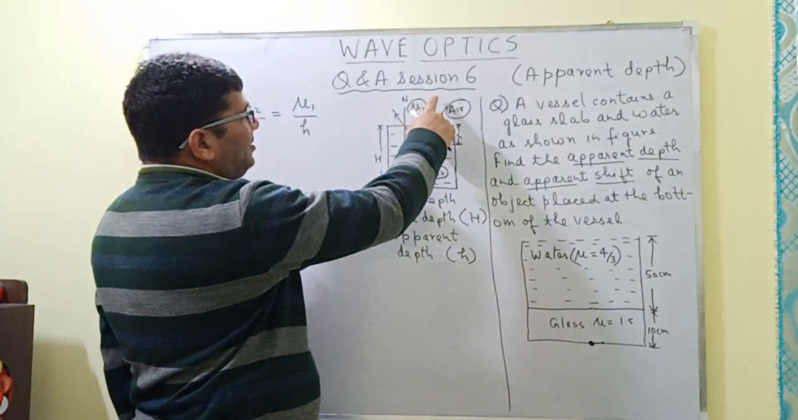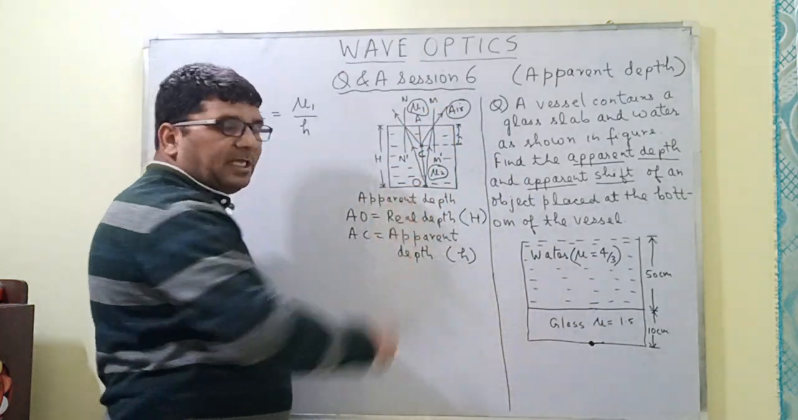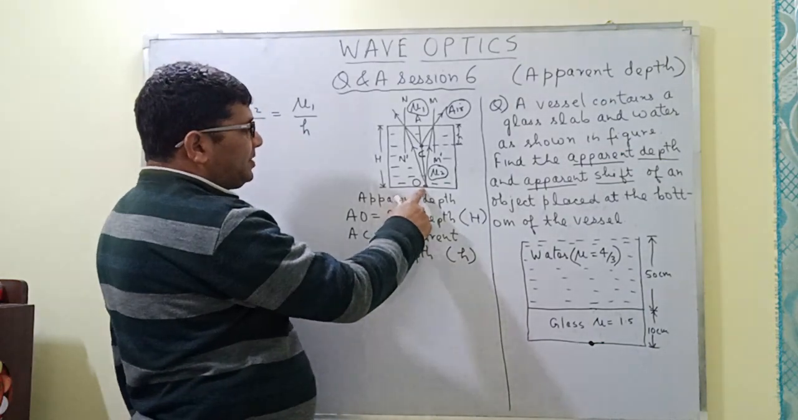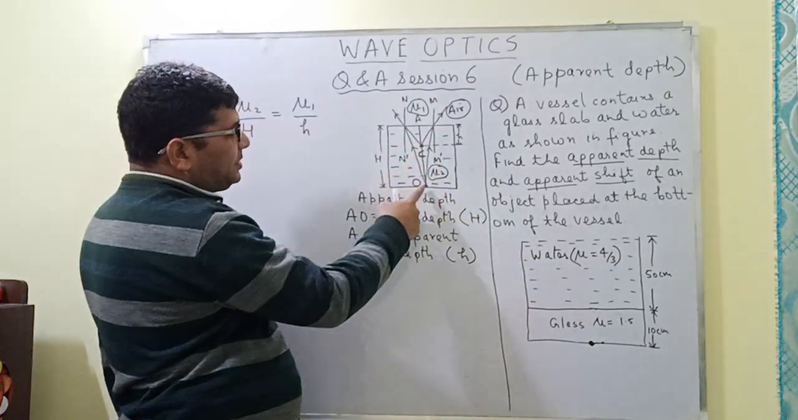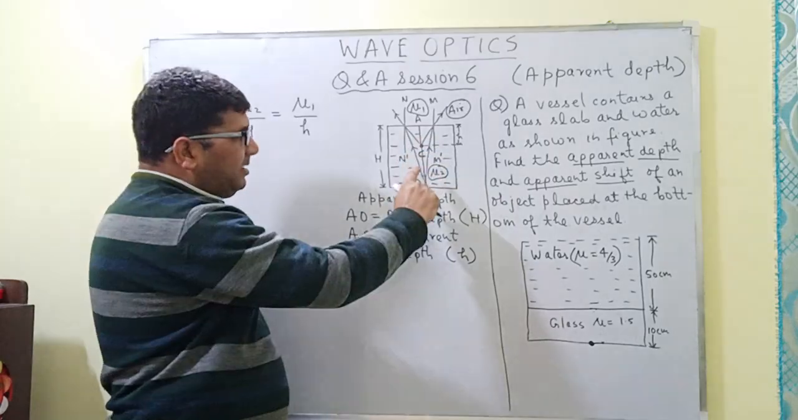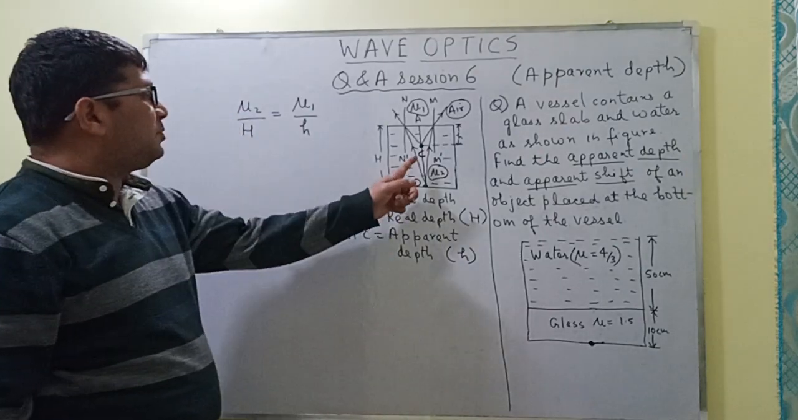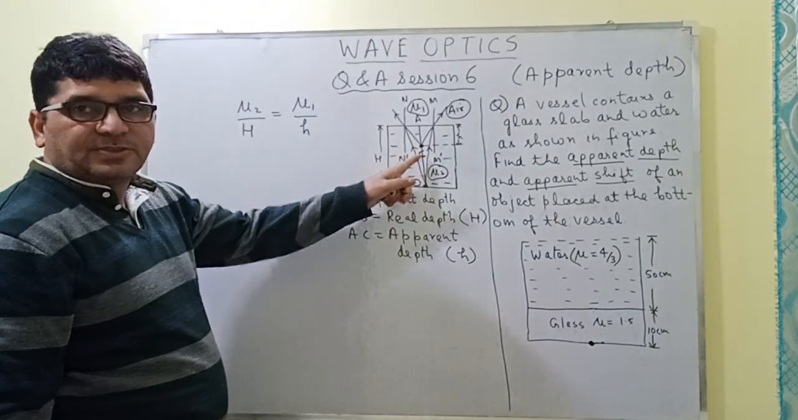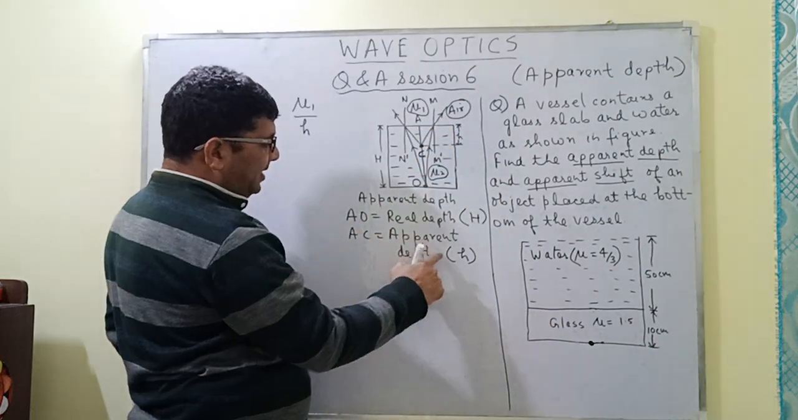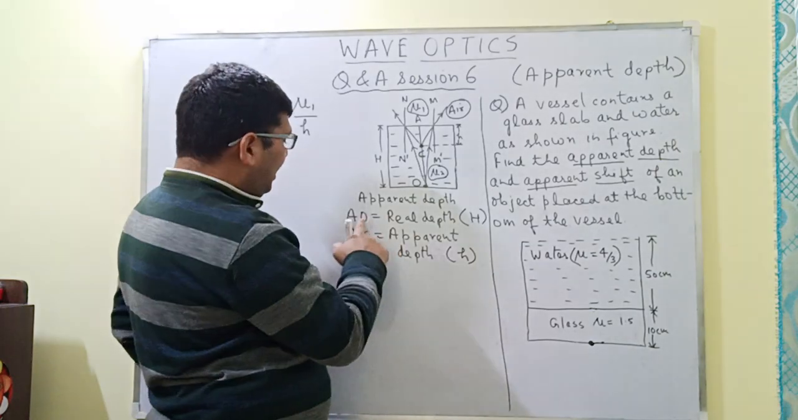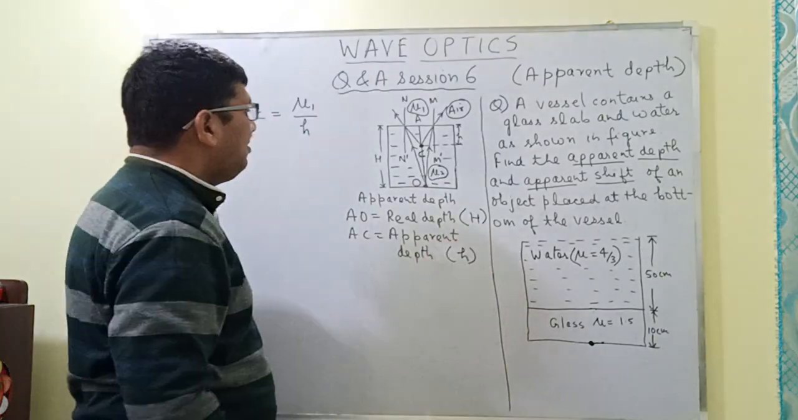Now this person finds there is an object which is lying at the bottom of this tank, and I have denoted its position by capital O. So the person will find this object to be raised by a certain height, and here I have denoted the virtual, or you can say the apparent depth of this object as C, where this AC is the apparent depth, which is equal to small h, and AO is the real depth of this object, which is denoted by capital H.